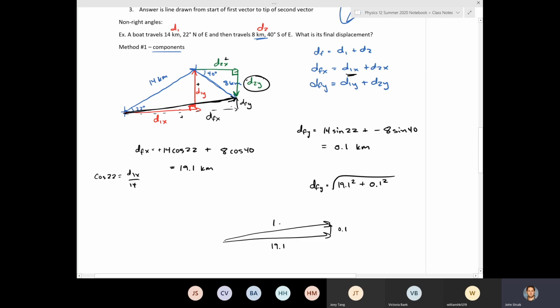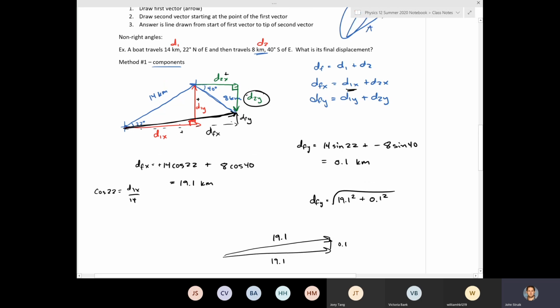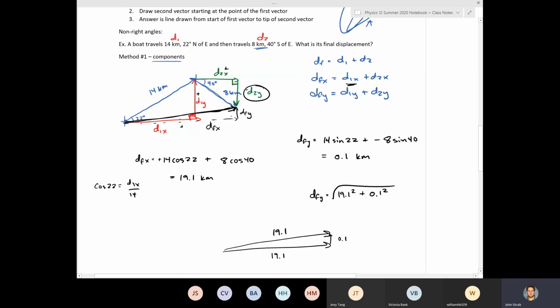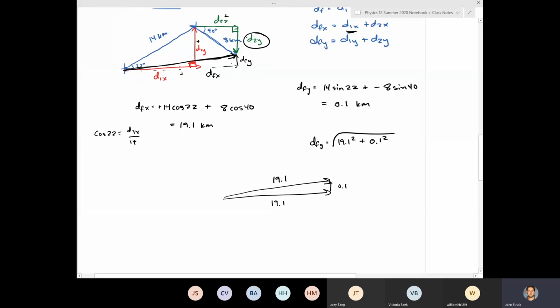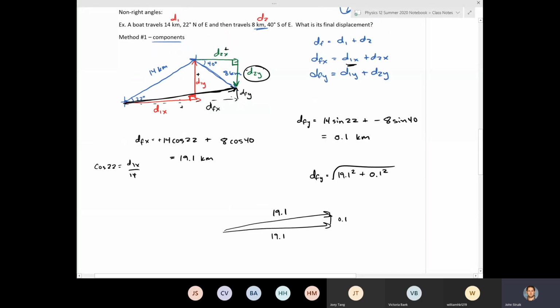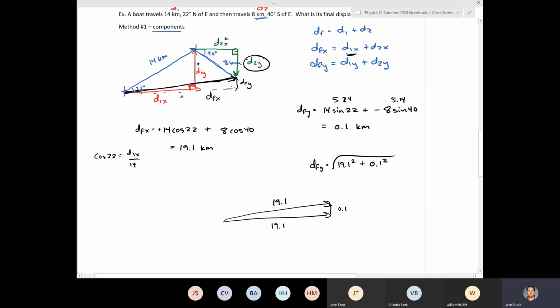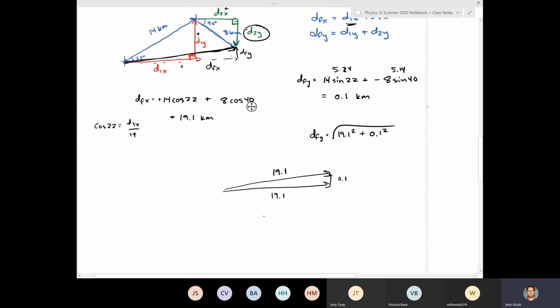Yeah, 19.1. I totally random guessed at the numbers, and it kind of cancels out both y vectors, so that works out pretty well. What I mean by that is 14 sine 22 is 5.24, and 8 sine 40 is 5.14. Oops, forgot the 1. Those are pretty much the same thing. And so because both y's are kind of canceling out, you could probably just say this angle is going to be tiny.